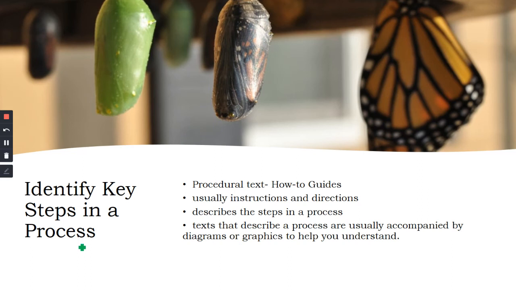All right, so when we talk about sequence, there are a couple of different types of sequence. One of them is identifying key steps in a process. The idea that's really important here is that these are key steps. You can write down every single step of something, but they're not always going to be the most important parts.